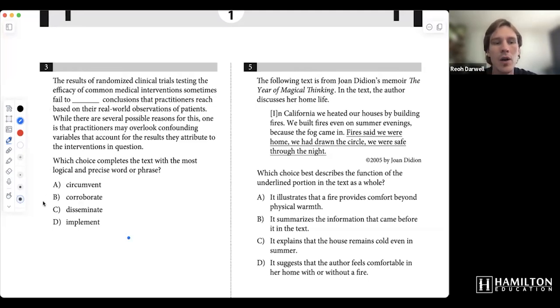So we are looking for a word here that, when we read the text, means to fail to line up with or prove conclusions. Doctors in the real world see certain observations in their patients, and then randomized clinical trials don't match up. So we need a word that means match up here. Does circumvent mean match up? No, it kind of almost means the opposite. Disseminate. What does it mean to disseminate? That means to spread something.